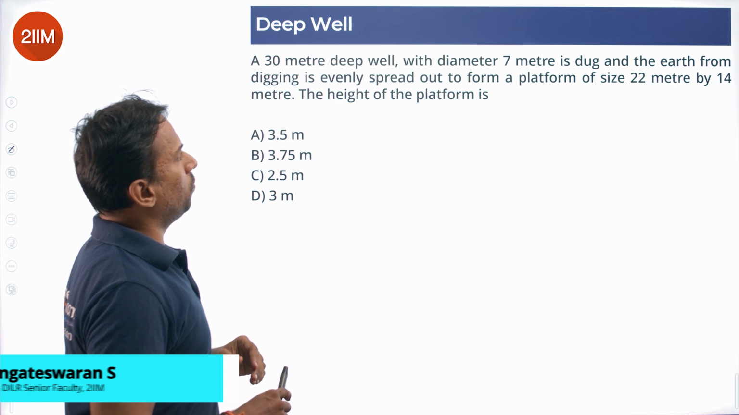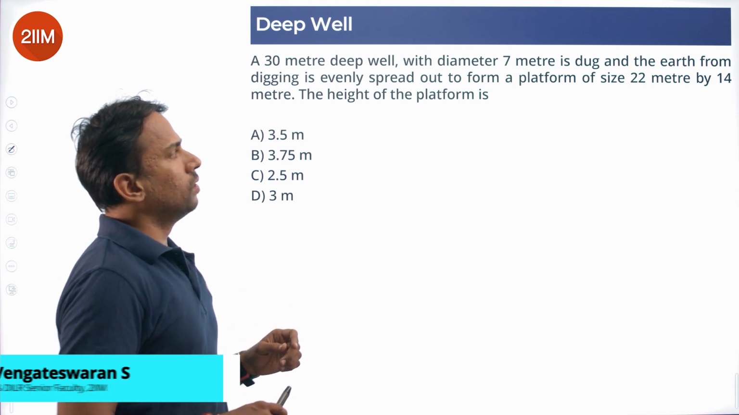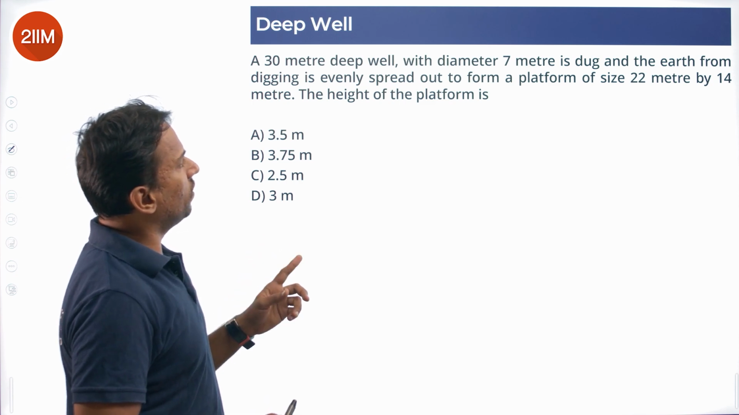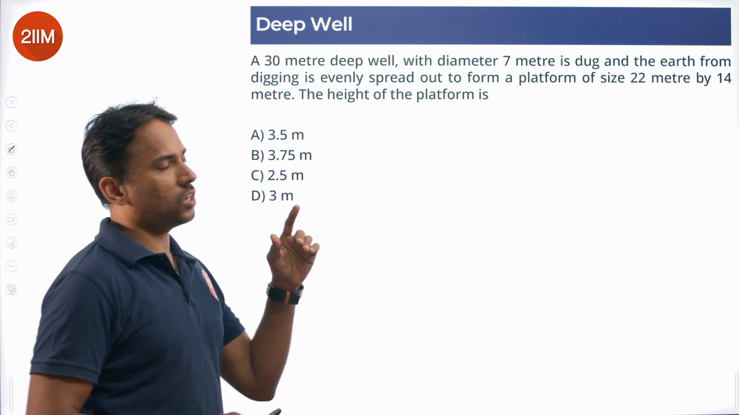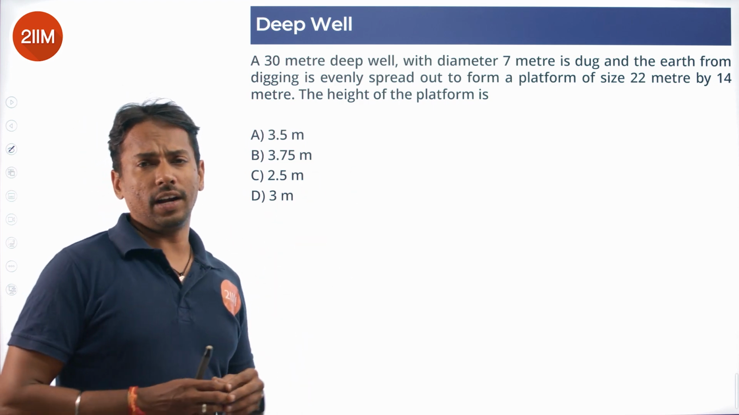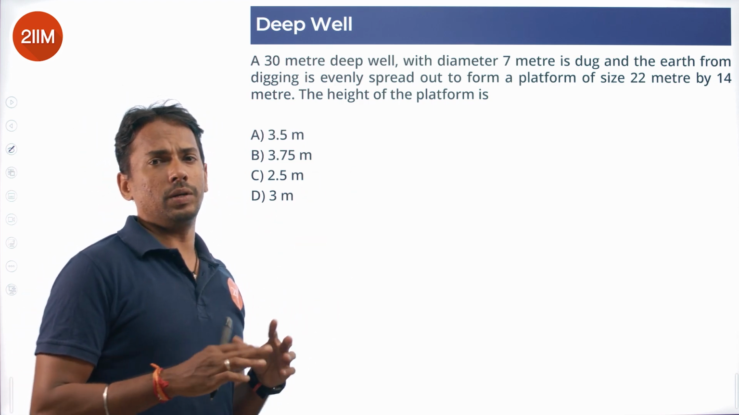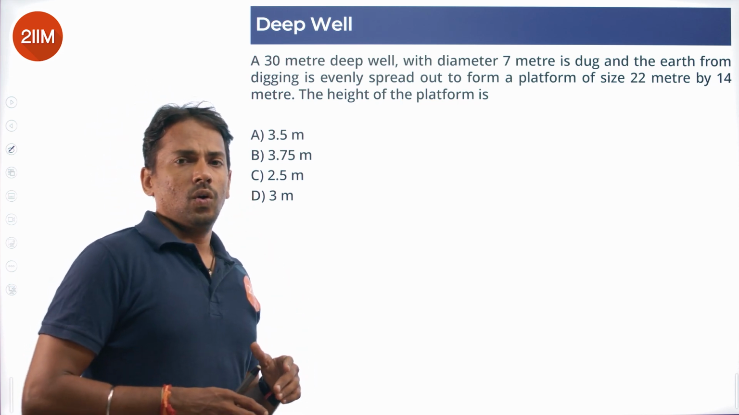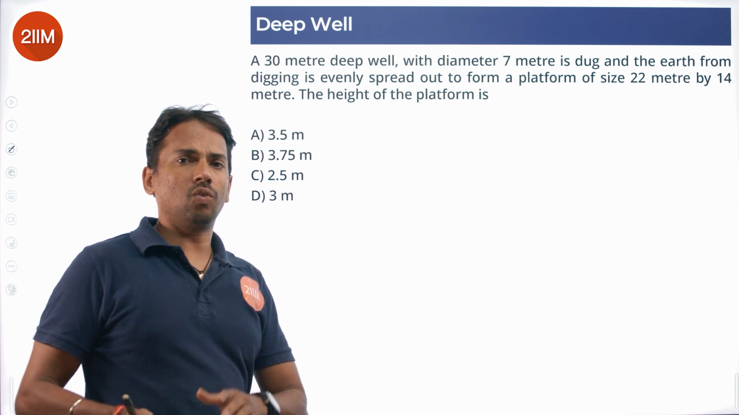A 30-meter deep well with diameter 7 meter is dug and the earth from this digging is evenly spread out to form a platform of size 22 meter by 14 meter. Find the height of the platform. So easy. It's based on 3D mensuration. So we have a cylinder shape transformed to a cuboid.